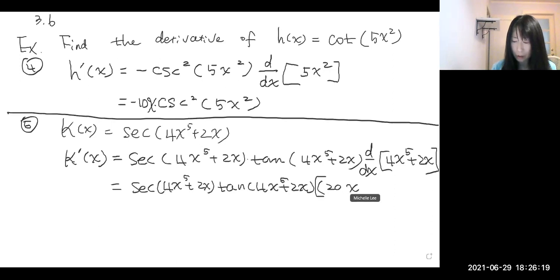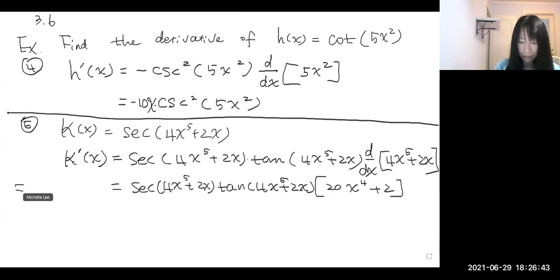20x to the 4th power plus 2. Okay, so don't multiply with 4x to the 5th power plus 2x. That's why I'm writing it here with a bracket. Should I put that in front? So let's see. 20x to the 4th power plus 2.